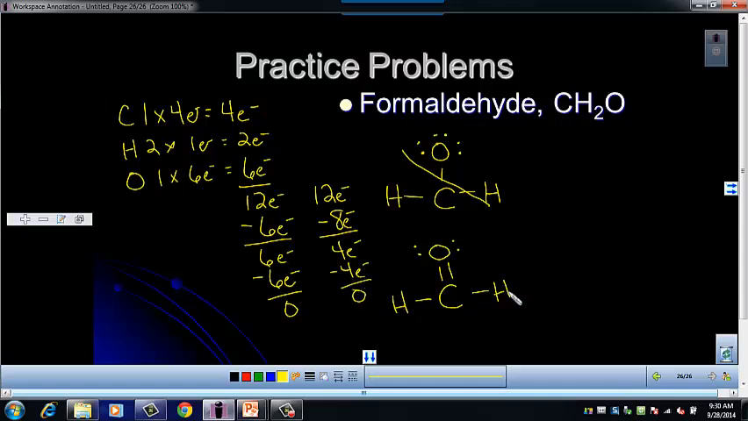Each of our hydrogens has a full octet. Oxygen has 2, 4, 6, 8, so it has a full octet. Let's check carbon. 1, 2, 3, 4 bonds. Carbon has a full octet. So now we know that that's the correct Lewis structure. Do not forget to check. Don't assume that because you've used all of the electrons that you've got the correct Lewis structure. Double check for that full octet on your central atom.